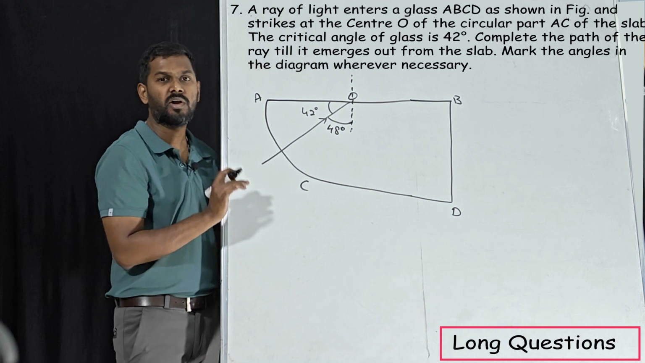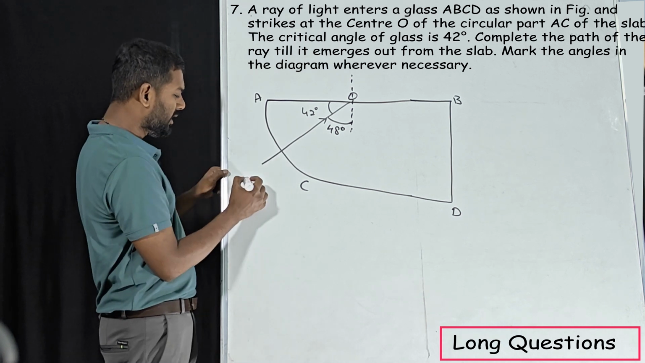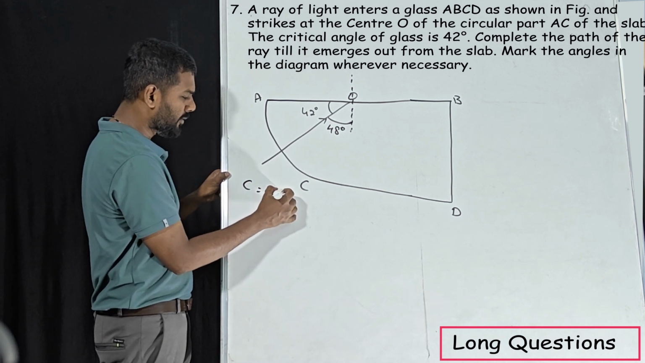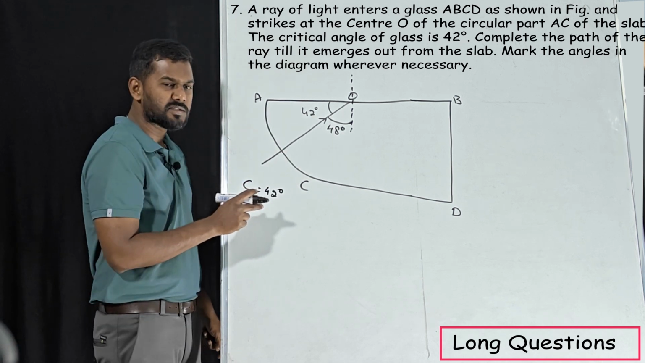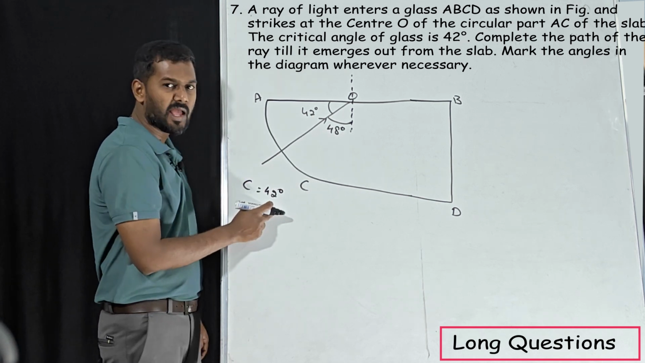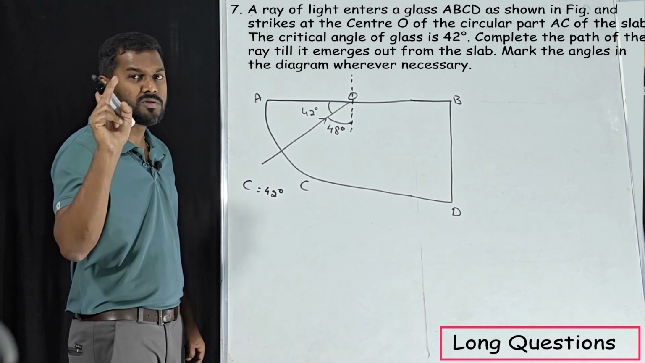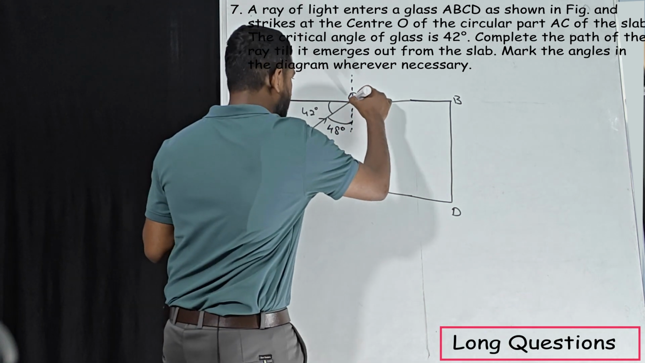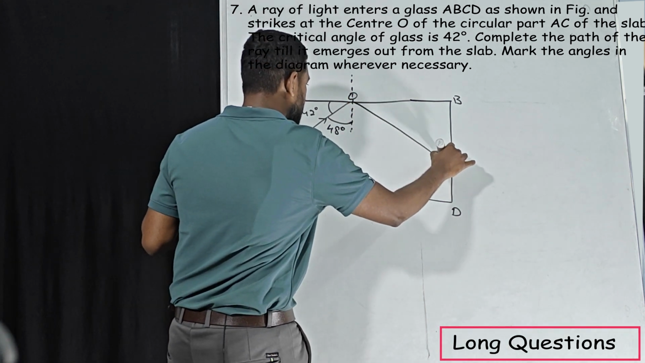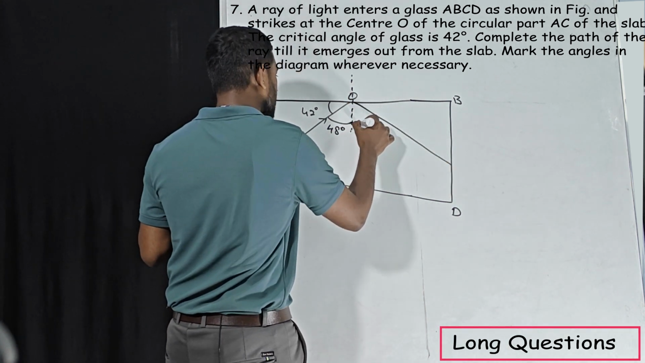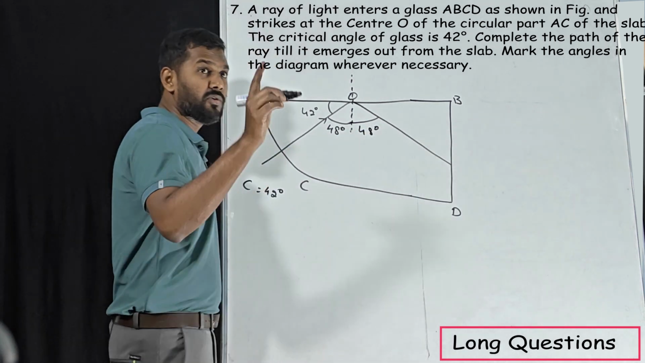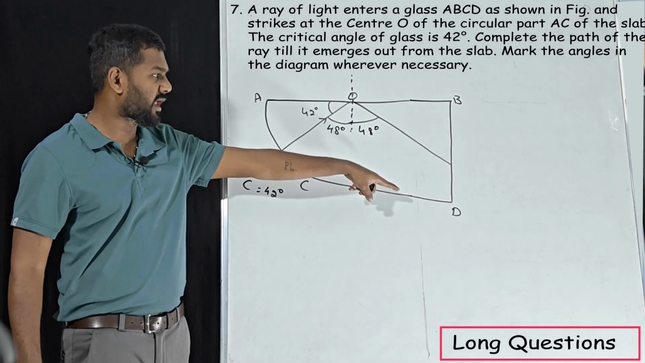So now this is what is important. Critical angle is 42 degree. Now what is the angle of incidence? It is more than the critical angle. What happens? It undergoes total internal reflection with the same angle, 48 degree. So we have to draw it until this ray emerges out.